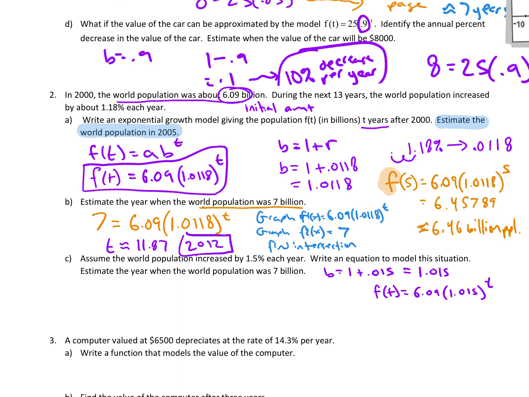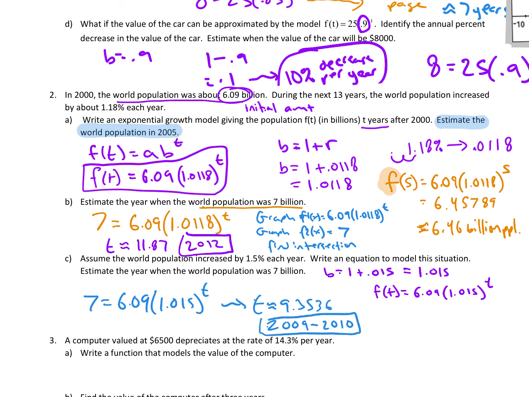And then let's see, not much bigger, 1.18% versus 1.5%. So a little bit faster rate. Let's see how big of a difference that makes. Estimate the year when the population was 7 billion. So we solve that equation now. 7 equals 6.09 times 1.015 to the t. Do your graphing. Pause the video. And we find that we get t equals about 9.3536. So 2009 to 2010, somewhere in between there. Right, like early 2009 is when it would hit 7 billion.